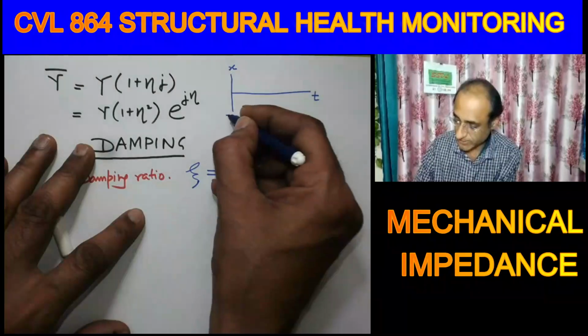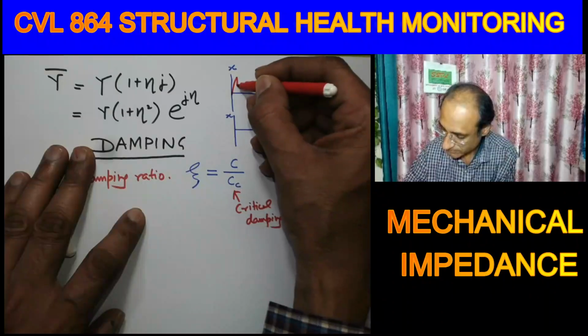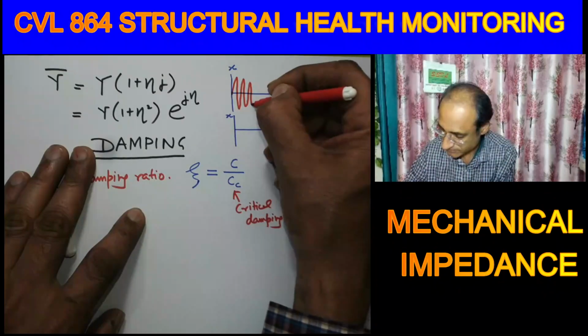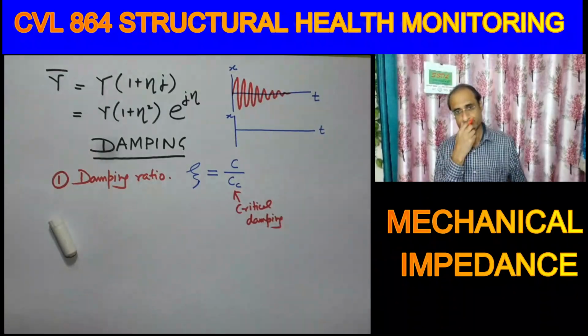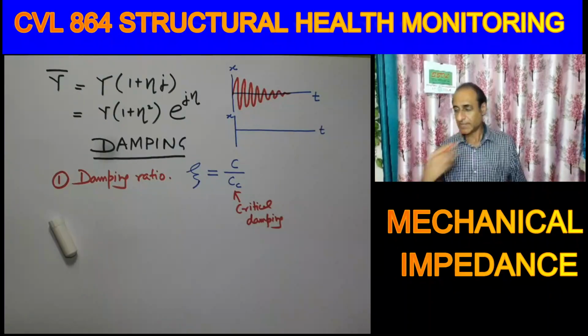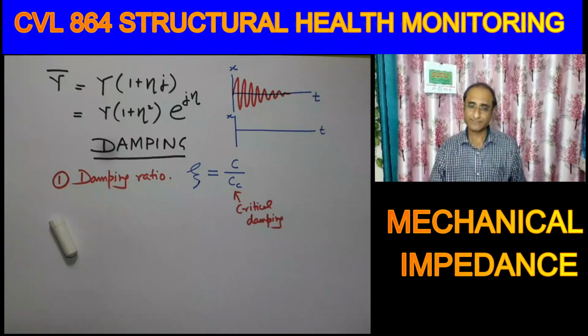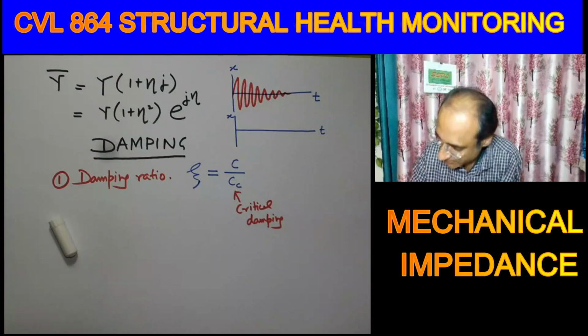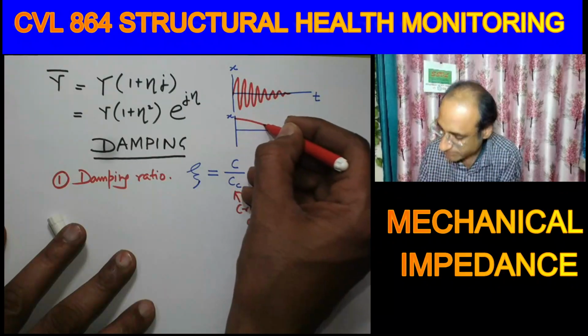Okay, now I am drawing one system here. Is this underdamped or overdamped? This is an underdamped system or overdamped system? Underdamped system. And another type I draw like this. Is this underdamped or overdamped?